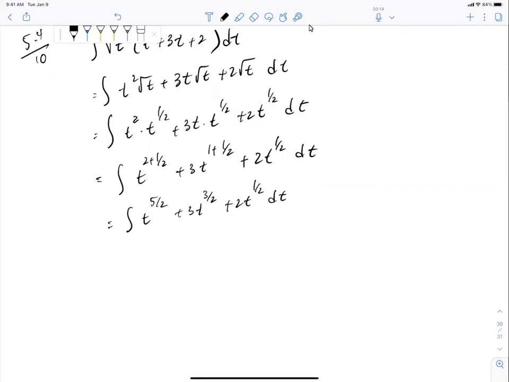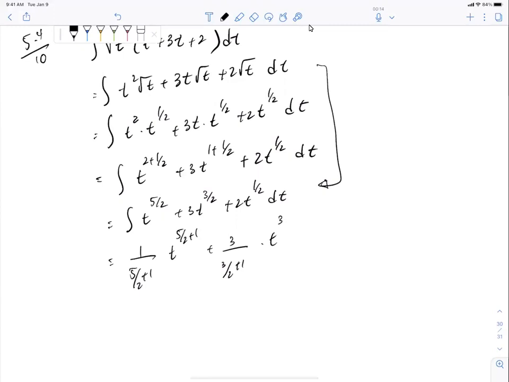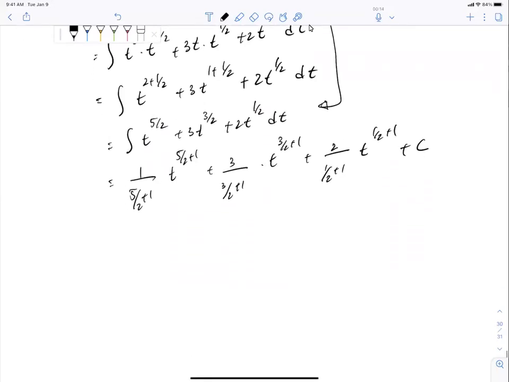Now, up to here, it was just algebra. I didn't do any calculus. I just multiplied and then simplified the powers. At this point, I'm going to do the calculus, which is the antiderivative of the power rule. You get 1 over 5/2 plus 1, t to the 5/2 plus 1. 3 over 3/2 plus 1, t to the 3/2 plus 1. 2 over 1/2 plus 1, t to the 1/2 plus 1. And plus C as a general antiderivative.